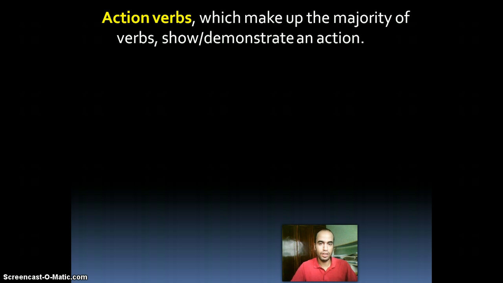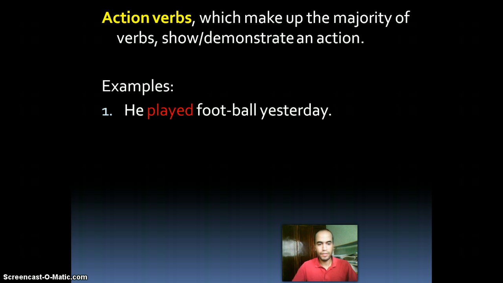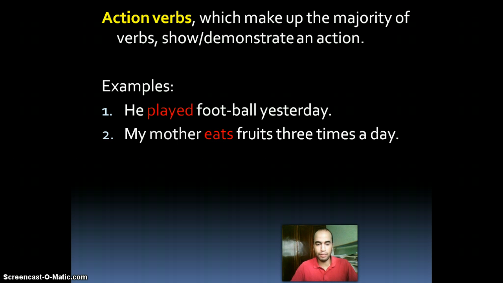Action verbs make up the majority of verbs in the English language. Action verbs tell us something about the subject. They tell us an action done by the subject. Let's study these examples. He played football yesterday. This means that this verb, the verb to play, describes an action done by the subject, and the action here is playing.